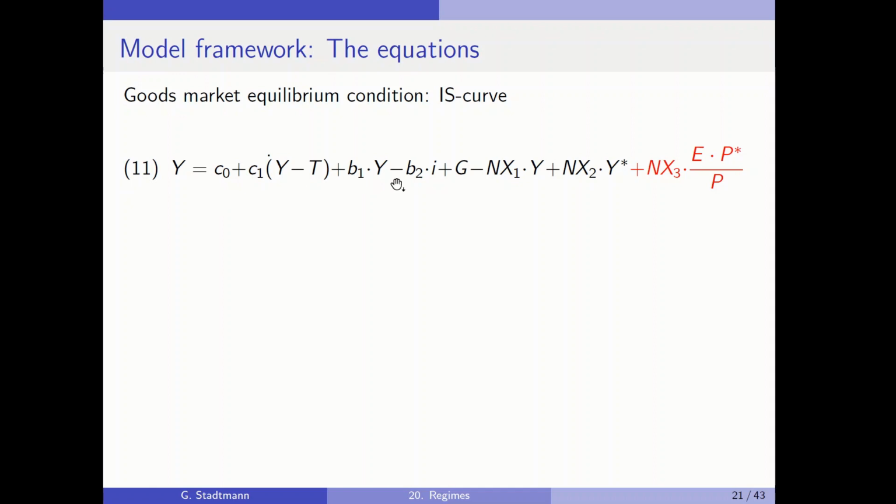Then we have here the investment function, which depends negatively on the nominal interest rate. Then there is government spending, which plays a role. Net exports depend in a negative way on domestic GDP. In case that domestic GDP increases, consumption increases, but we are consuming domestic goods, but also foreign goods, so that imports increase in case that the domestic GDP is up. Therefore, there is a negative sign in front of the Y term.